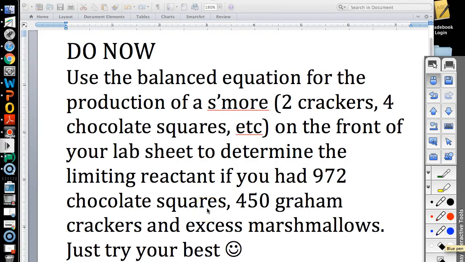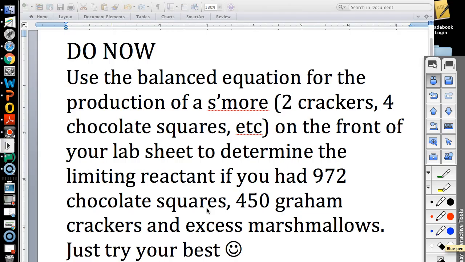So this do now goes back to the lab on Friday. We had taken some ideas about s'mores, and we had thought about, well, what if you had unlimited chocolate, but you only had this many crackers, or what if you had a limited supply of marshmallows, or whatever. And so I wanted to build from that more concrete idea what we're going to be doing today. So let's go ahead and figure out.